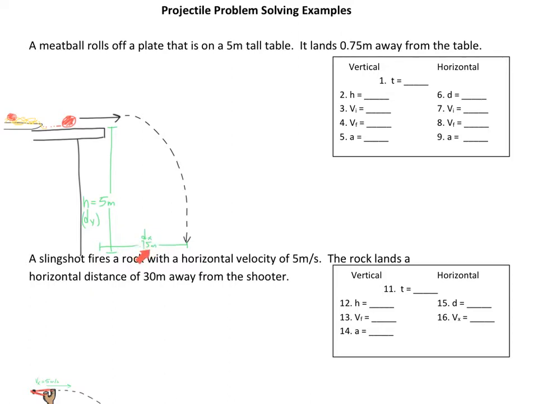So this is our horizontal velocity. So all we're going to do first is take the information that is given to us and fill it in this table here. So the first thing that we know is the vertical height of the table. The height of the table was 5 meters. Okay, horizontally that meatball landed 0.75 meters away.